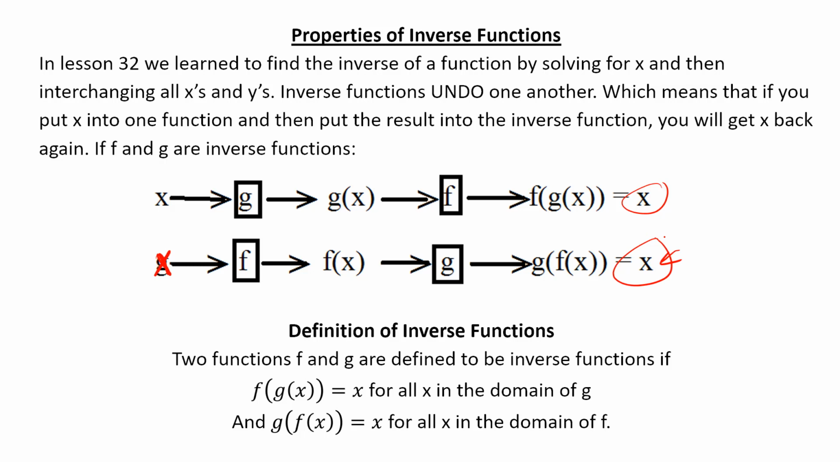They undo one another. So if you take something and do whatever the g function does to it, and then you do whatever the f function does to it, it won't change the thing at all. It'll just end up being the same as it was in the beginning.